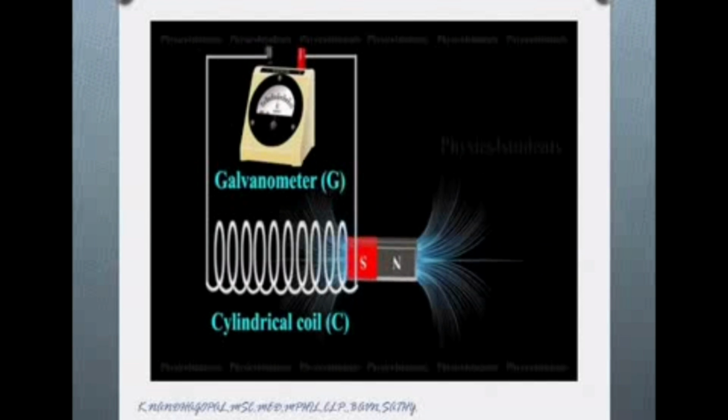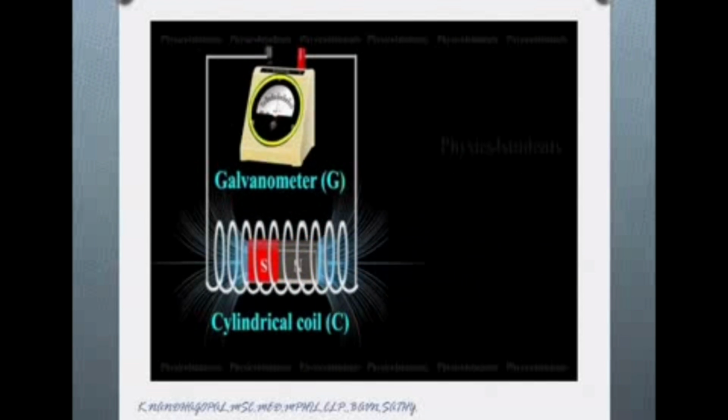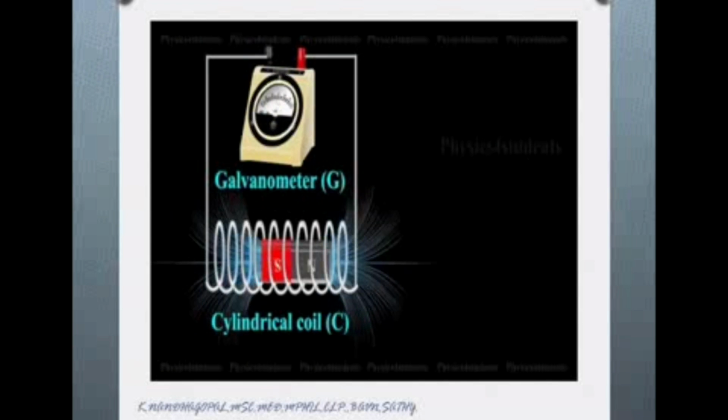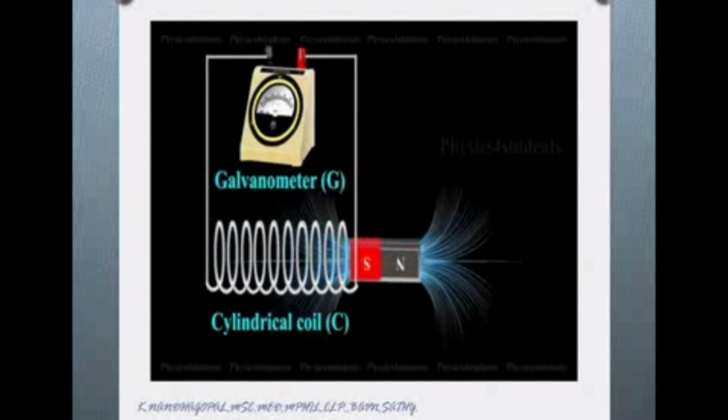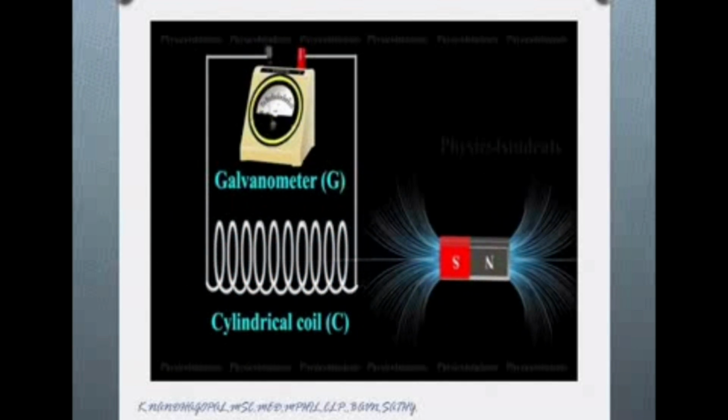When we change the polarity and insert it into the coil again, the current flows in the opposite direction. When you withdraw the magnet from the coil, again the direction is opposite. Suppose when the north pole is moving and the current is clockwise, then with the south pole moved toward the coil, it flows in an anti-clockwise direction. So when you change the polarity of the bar magnet, the flow of current also changes. This experiment was done by Michael Faraday.